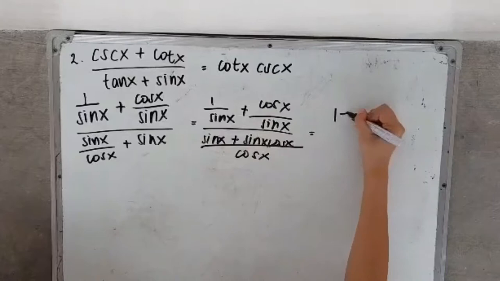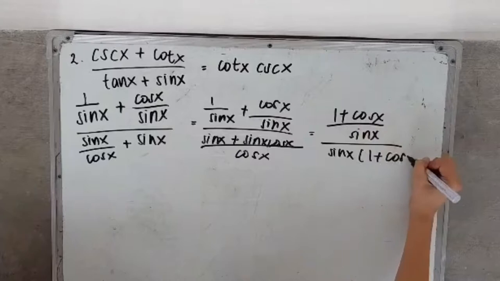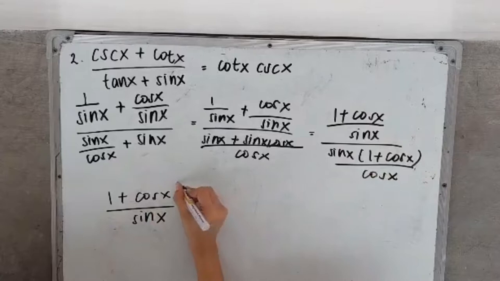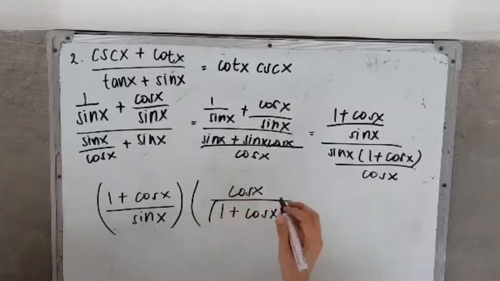We factor out sine x in the denominator, so it will be sine x times 1 plus cosine x over cosine x. Our equation now is 1 plus cosine x over sine x divided by sine x times 1 plus cosine x over cosine x. We will reciprocal the denominator since it is division. 1 plus cosine x will be cancelled out.